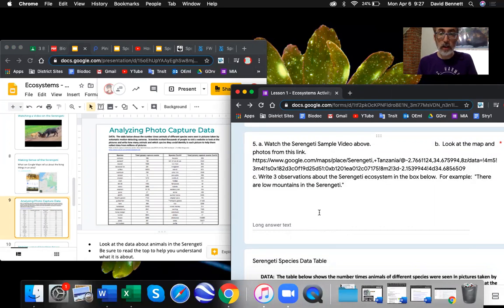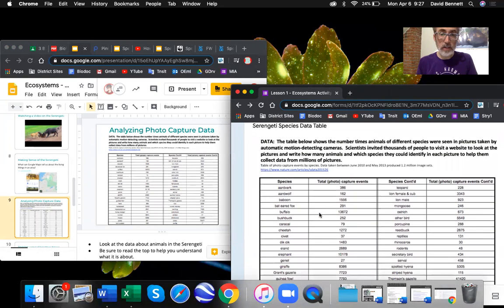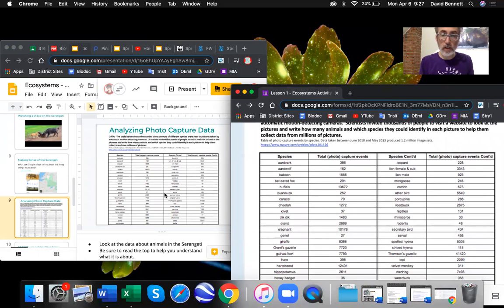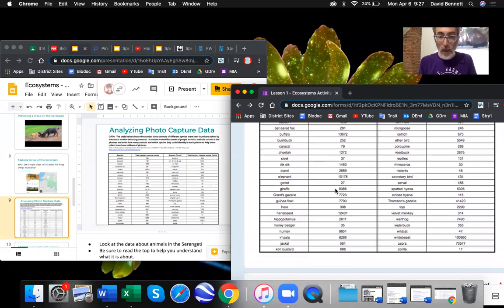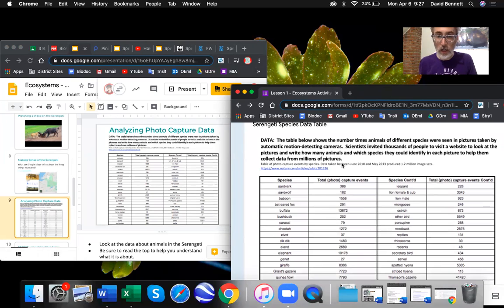So there's the link to the Serengeti map, and then here is this data again on the slideshow and the Google form. And this data is about how many different animals were found in this one series of sites in the Serengeti that they took pictures from with these automatic cameras. And so you can read the details of that. It's kind of cool how they did that. They asked people to look at these pictures on a website and identify how many of each species there were, and kind of this citizen science thing where people got to help out, and kind of an interesting little thing.